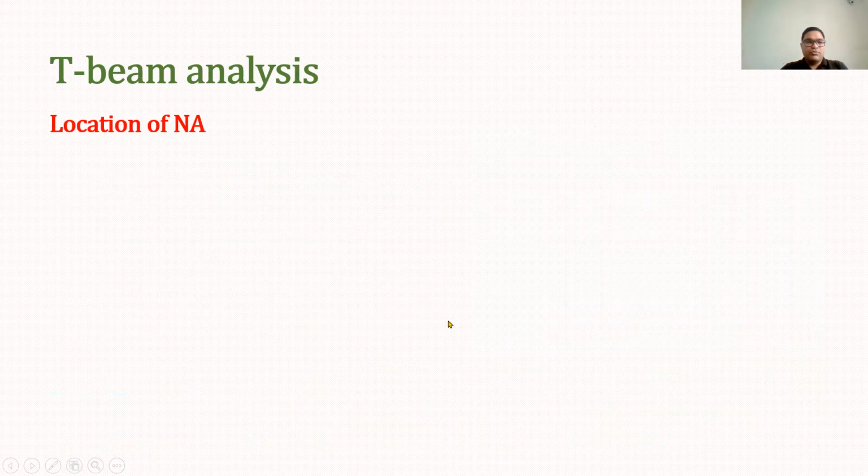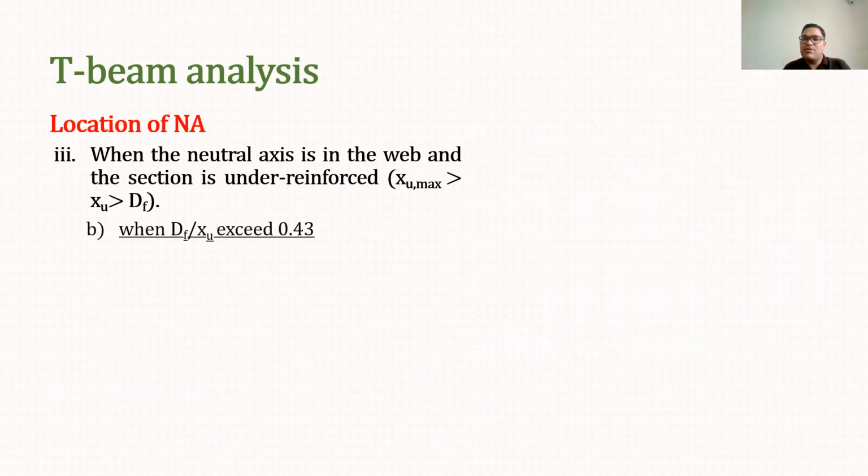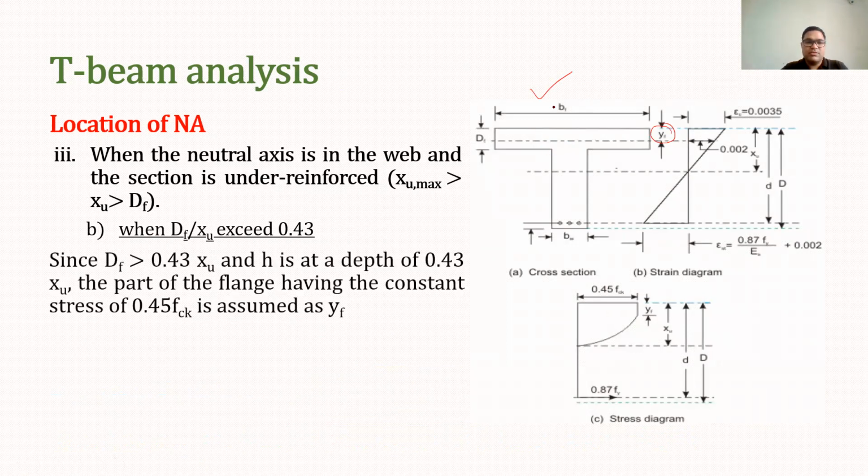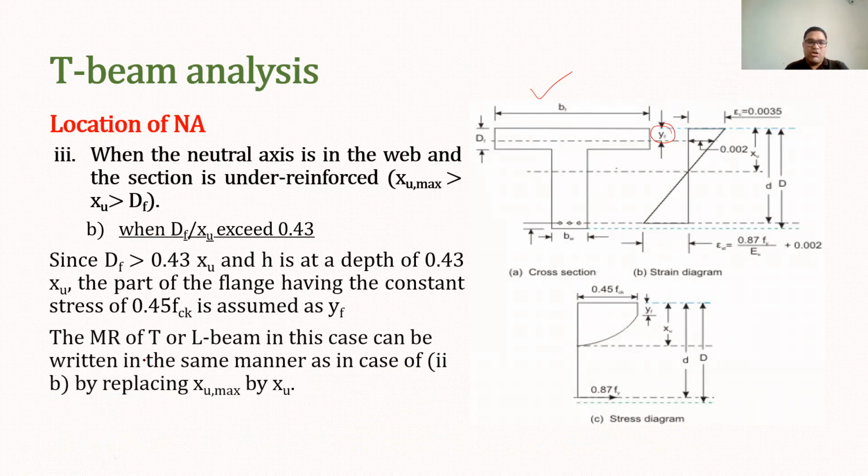Similarly, going to case 3B, it will be similar to case 2B, and that is why the formula will also be similar to that. This diagram is exactly similar to case 2B. In this scenario, we will be using yf, which means part of the flange will be under constant stress. So the same things we are using here. The moment of resistance of T or L beam in this case can be written in the same manner as in case 2B by simply replacing Xu max by Xu, because this is our under reinforced section.